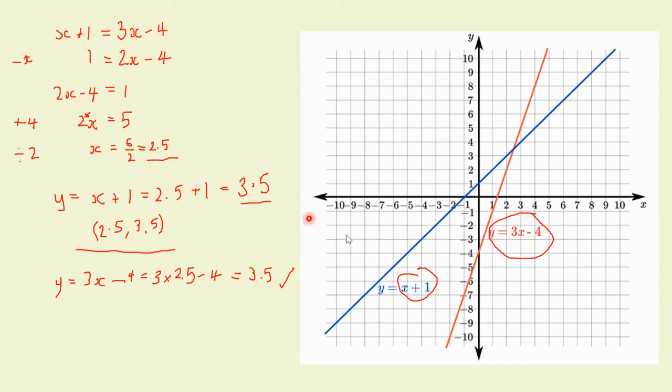And once we've got our x value, we could use either of these equations to work out the y value. And I've done it in both just to check I get the same answer, and then I remember to give my answer as a point, coordinates. So I've got my x value and my y value.